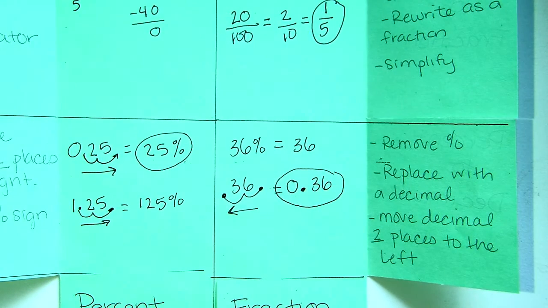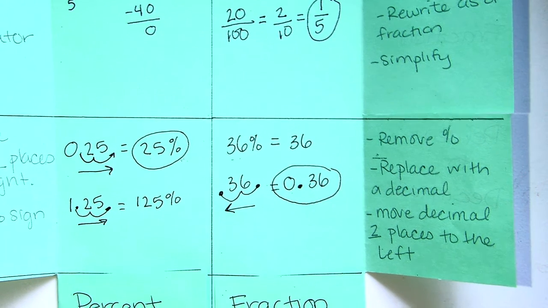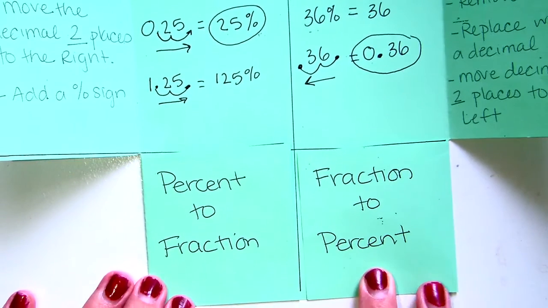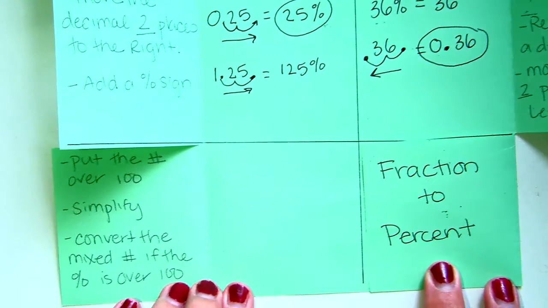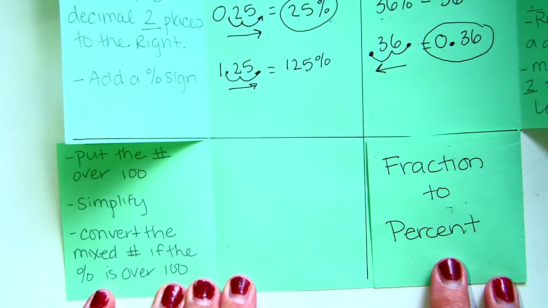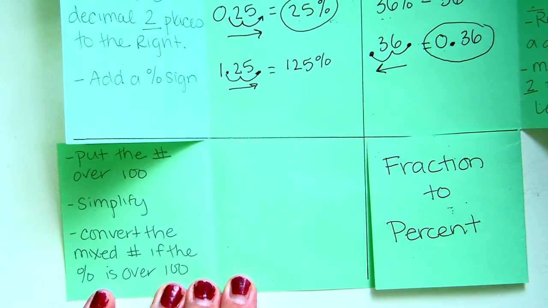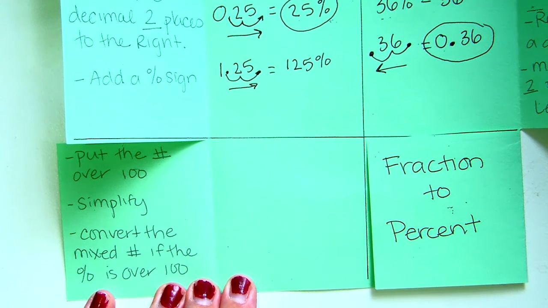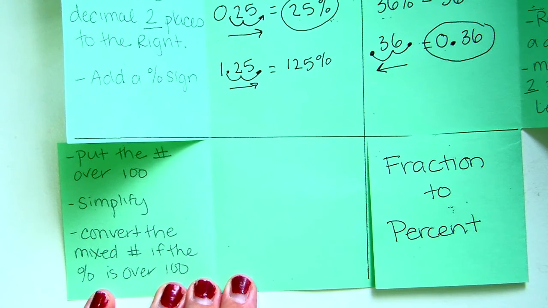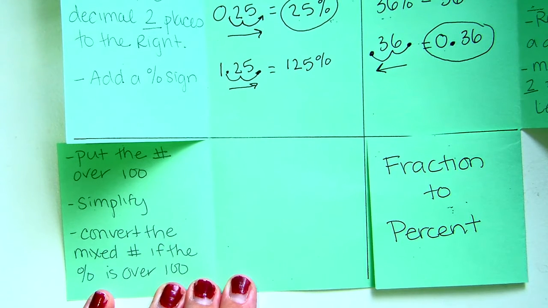Now, lastly, we are going to begin by taking our percents and turning them into fractions. Now, when we have a percent and we're turning it into a fraction, we're going to put the number over 100. So we're going to turn the percentage into 100. Then we're going to simplify. And if we have a mixed number, it's the percent over 100. So just like we always have. Even if I have 125%, I'm still going to put my number over 100. All right? So here we go.